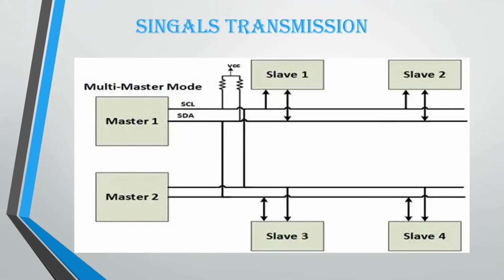As shown in the slide, it is a signal transmission. It has two masters and four slaves. That means it is a multi-master and multi-slave I2C protocol. SCL means serial clock line and SDA means serial data line.